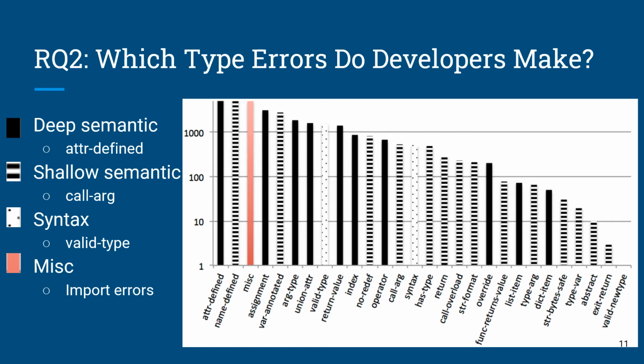First is deep semantic errors, which are standard type errors. For MyPy, examples are assignment errors and return value errors. Next is shallow semantic errors, which require less sophisticated semantic analysis. For example, MyPy call argument code checks the number and names of arguments at function calls. The remaining 2 categories are syntax errors and import or author errors.